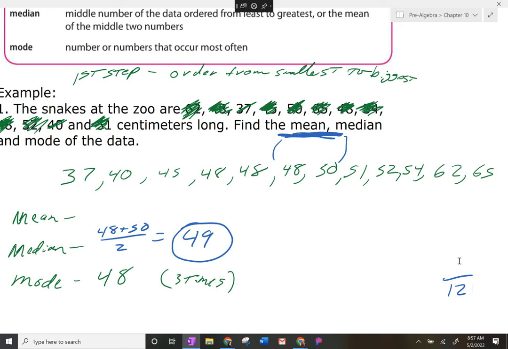I'm going to add 37 plus 40 plus 45 plus 48 plus 48 plus 48 plus 50 plus 51 plus 52 plus 54 plus 62.